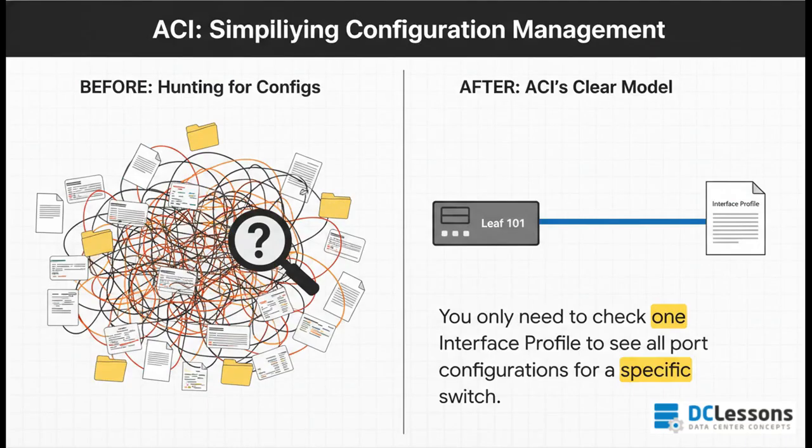So what's the big payoff for doing this? It's simple. When you need to troubleshoot a port on, say, Leaf 101, you know exactly where to go. You just open up the Leaf 101 interface profile, and every single port configuration for that switch is right there in one place. No more hunting around. It's a single source of truth.